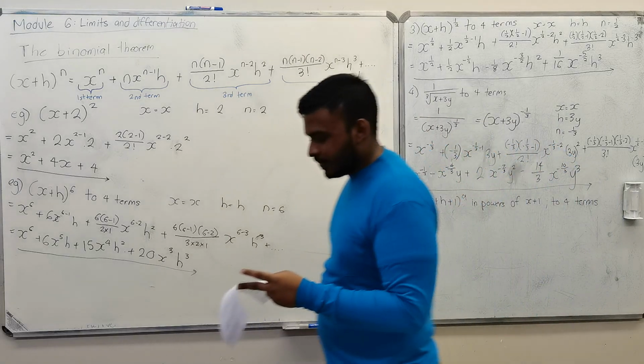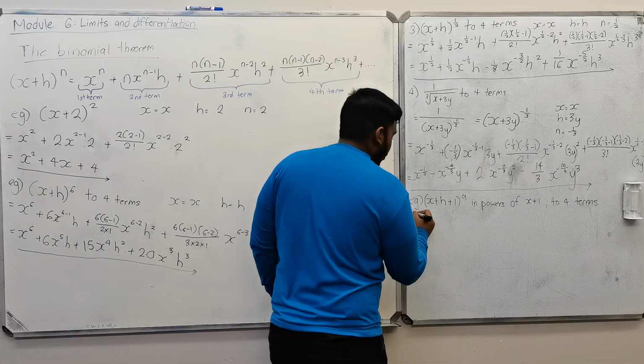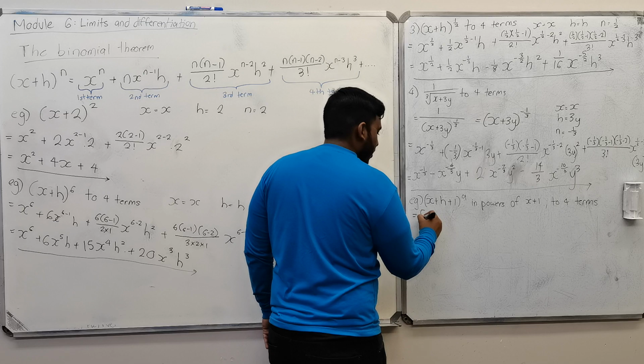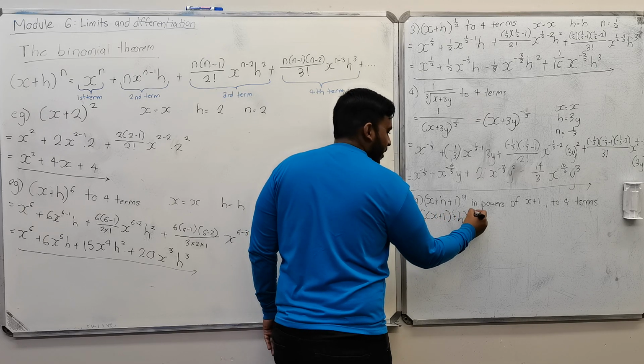Now they tell you to use the binomial theorem to solve for x plus h plus 1 to the power 9 in powers of x plus 1 to 4 terms. So the 4 terms we understand, right? What do they mean by in powers of x plus 1? What they are basically referring to is that you just need to rearrange this into x plus 1 plus h to the power 9.